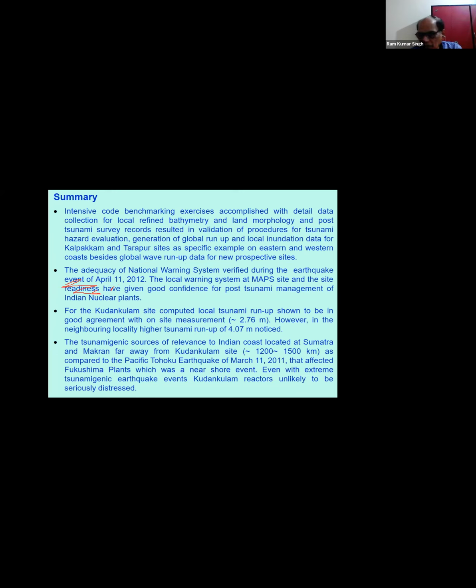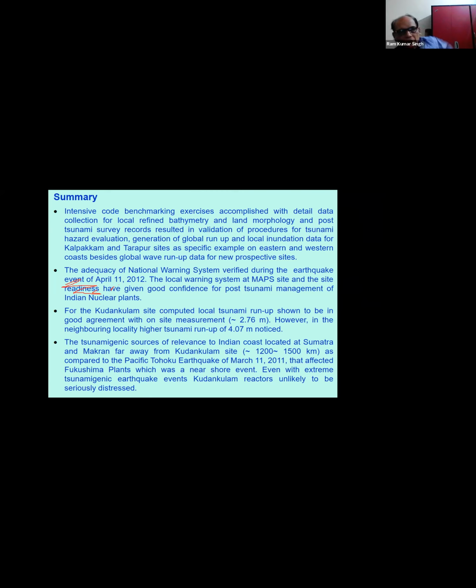So I would like to just summarize my talk. We have been able to carry out intensive code benchmarking exercises accomplished with detailed data collection, because data collection is very, very important for carrying this out. And of course, this should be supported with the instrumentation. Data collection is with regard to the refined bathymetry, because nowadays people are using a 10-meter grid also, and land morphology data. This data is very, very important. Then of course, all the sea events must be carefully examined and monitored.